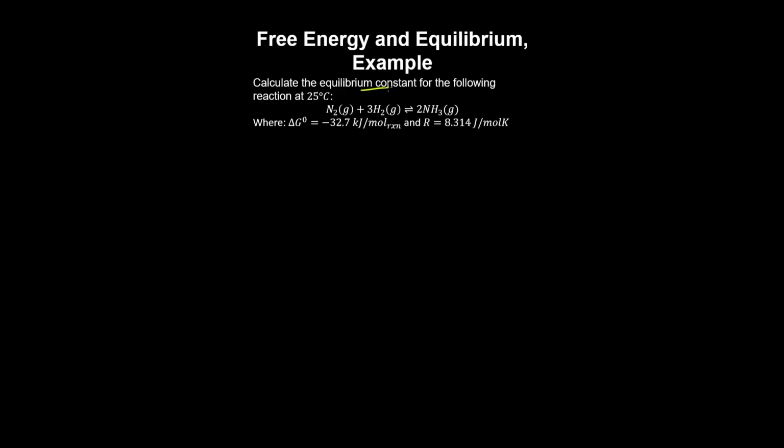Calculate the equilibrium constant for the following reaction at 25 degrees. So remember the relationship between the standard Gibbs free energy change, which is equal to minus the universal gas constant by the temperature by the natural log of the equilibrium constant. And then if you divide through by minus RT and take e to the power of both sides, we get a relationship between the equilibrium constant and the Gibbs free energy change.